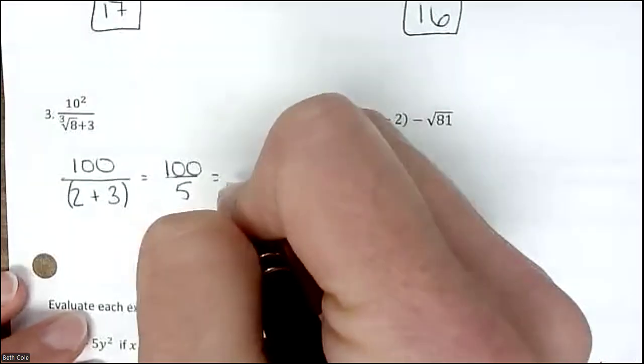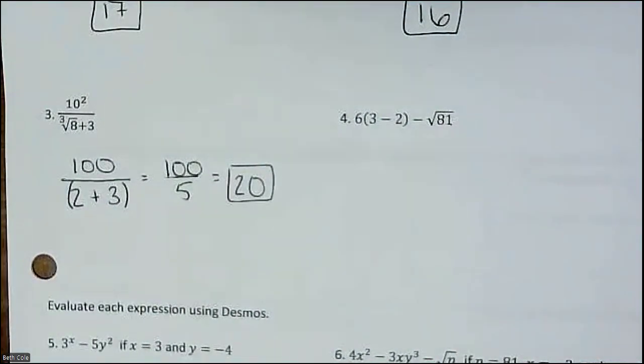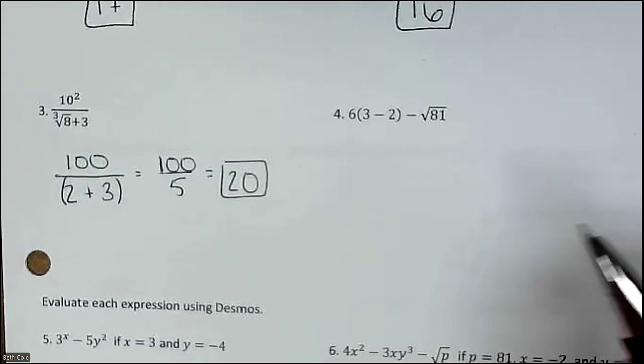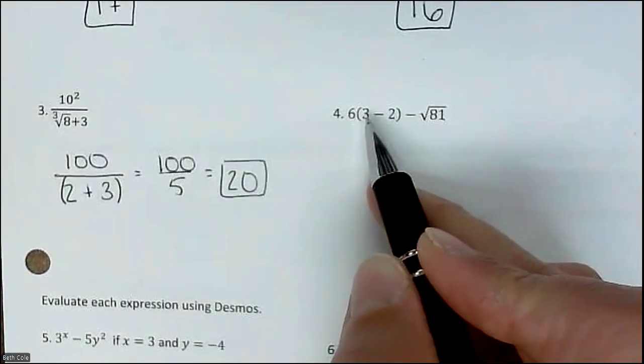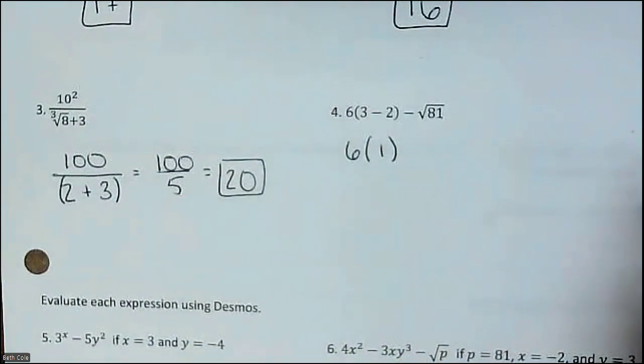Does anyone know that? Close. 20, good. 100 divided by 4 would be 25. Those two get mixed up a lot. All right, parentheses. 3 minus 2 is 1.